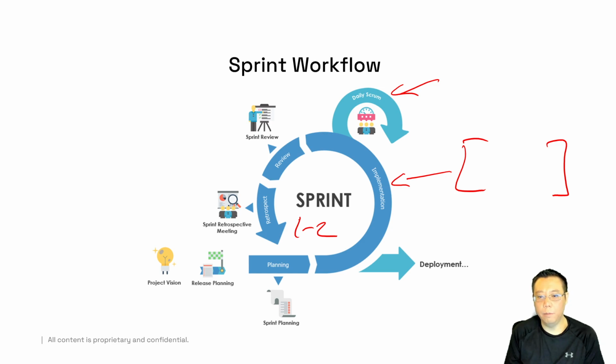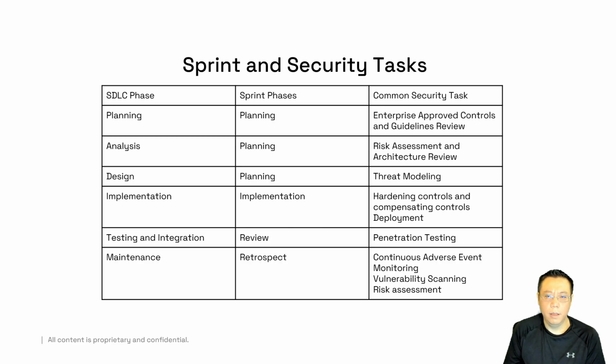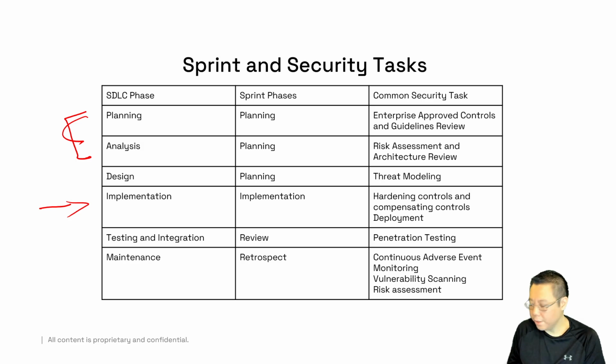So let's look at it a little bit more in an organized, tabular fashion, easier for humans to conceptually understand. Sprint and security tasks. So how does this align? Well, in your SDLC phases, your sprint planning phases are mapped into three here. You have your implementation phase, which is a one-to-one in most cases. And then test and integration is part of review, and then retrospective maintenance.